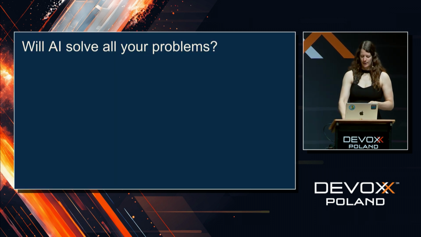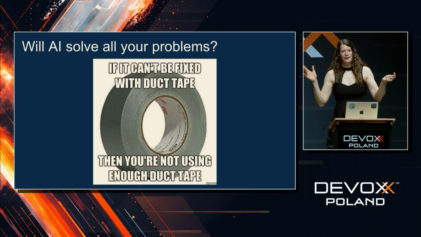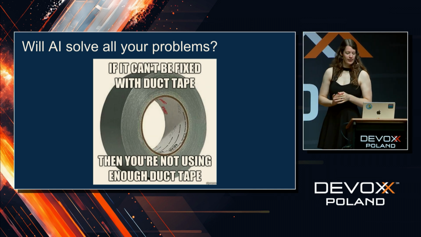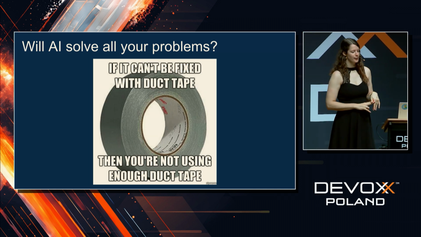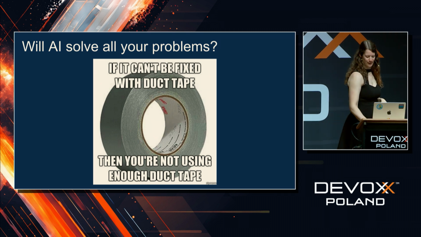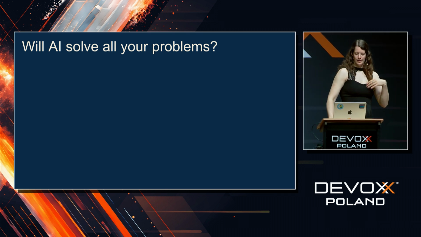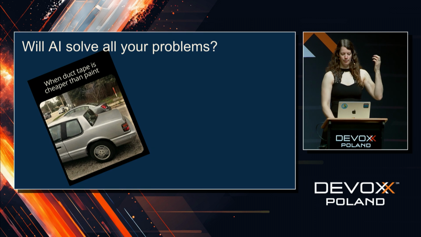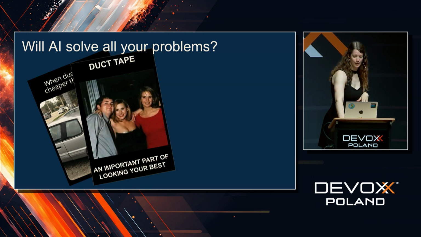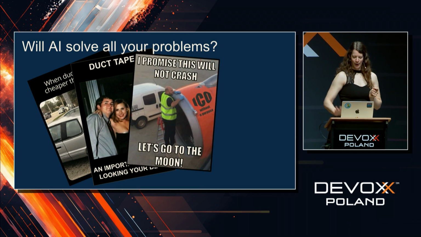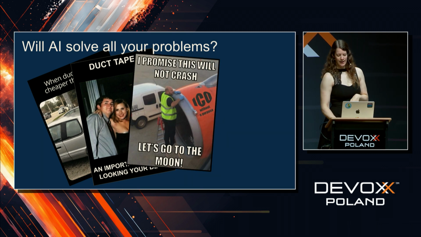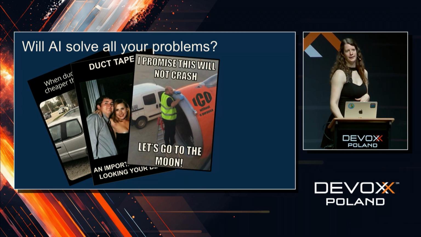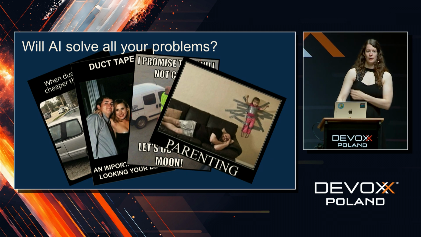Okay, now, will AI solve all of your problems? So you can compare it to duct tape. A lot of people say you can fix everything with duct tape, and if not, then you just have to use more. And at first this seems true, because you can paint your car with the duct tape. You can tape your boobs together with duct tape to look better. You can fix airplanes with it, and then they're ready to go to the moon. And it's also a great parenting hack.